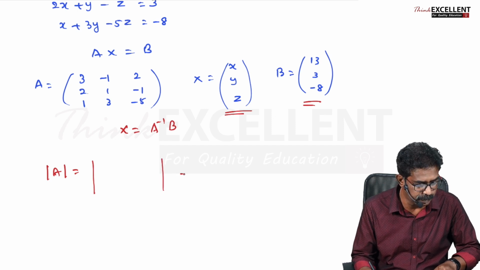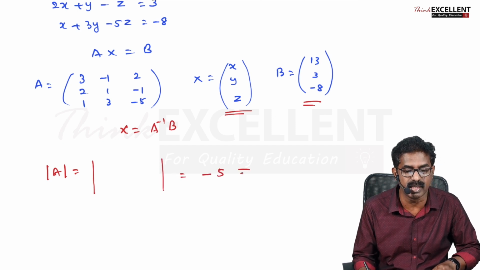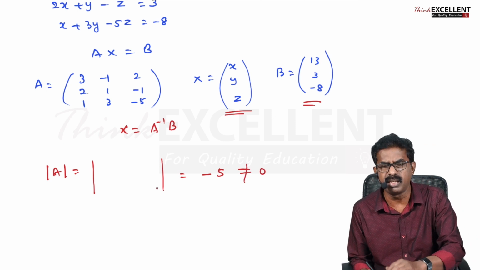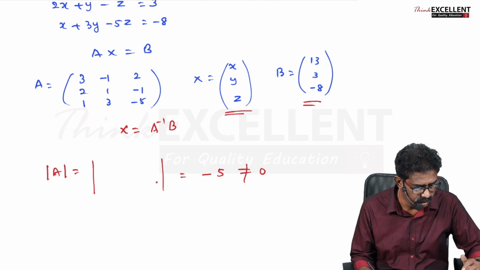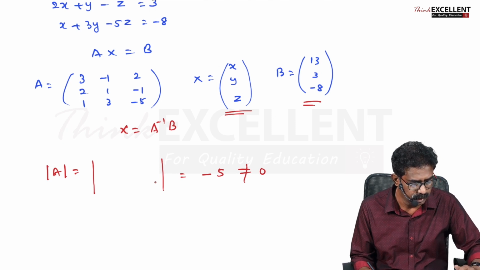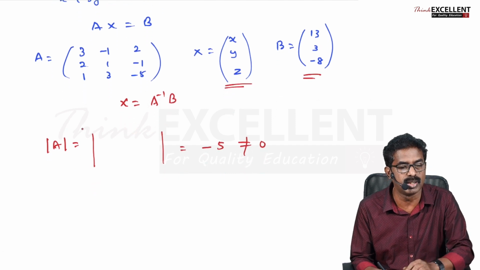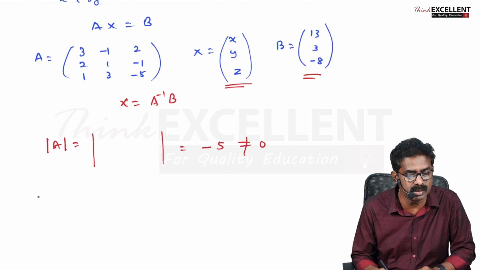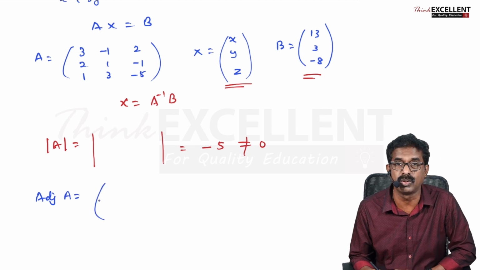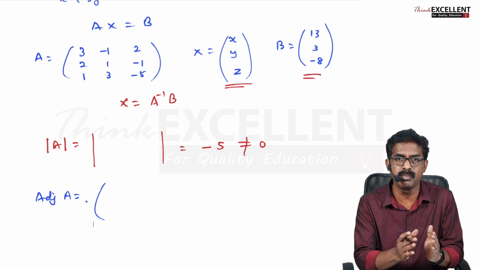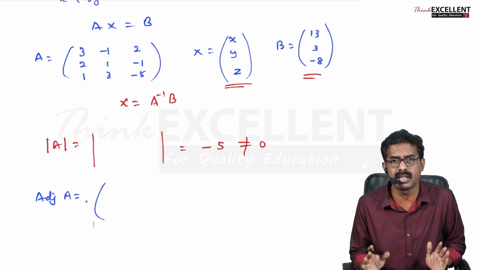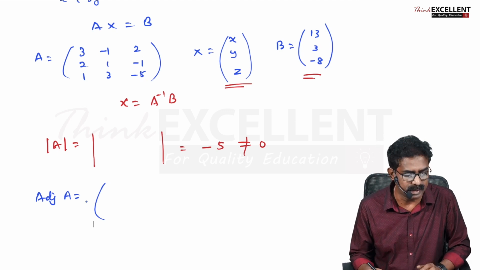So determinant A, you expand and see, you have to get minus 5, which is not equal to 0. Then you find all the cofactors, form a cofactor matrix, right? Then you take the transpose of that, you will get adjoint A. Lot of steps in between, right? So I'm giving the value directly, adjoint A. It is a matrix, so you must know when to use the matrix symbol and when to use the determinant symbol. When you find determinant A, determinant symbol. In all other cases we write only the matrix symbol, right?